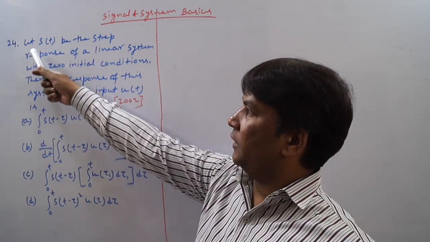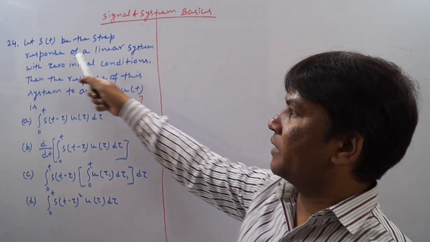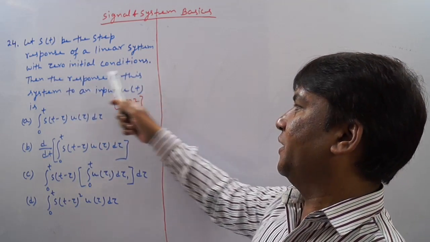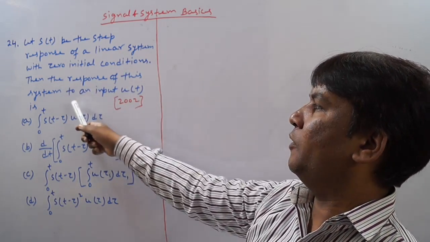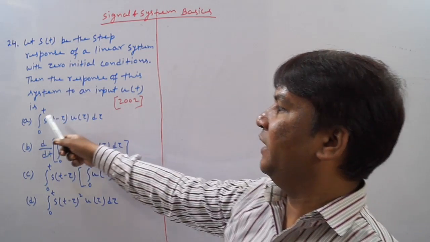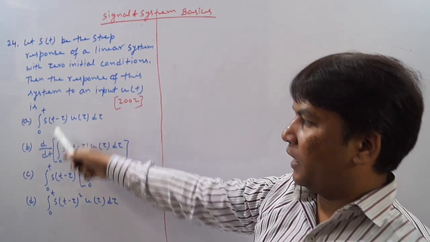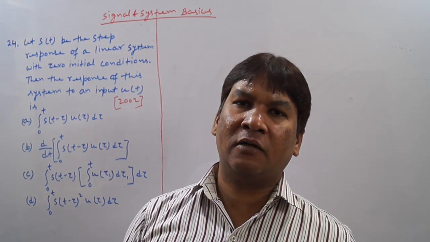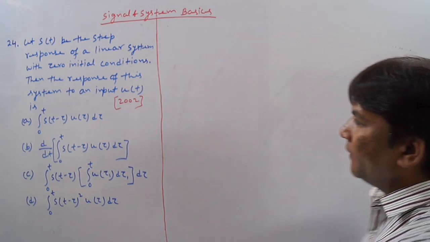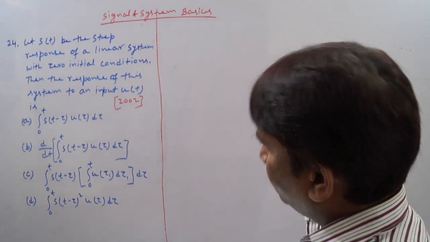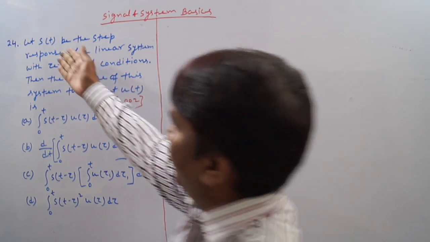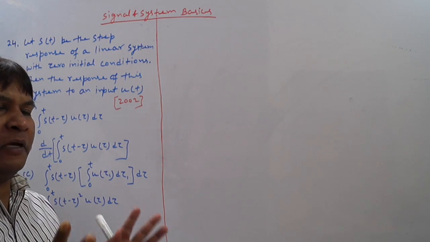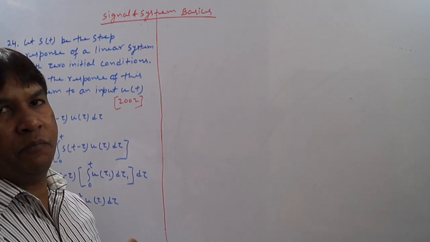The next question is: let s(t) be the step response of a linear system with zero initial conditions. Then the response of this system to an input u(t) is. There are 4 options given, and this question has been asked in GATE 2002. So s(t) is the step response. A step response means when we give the step input.